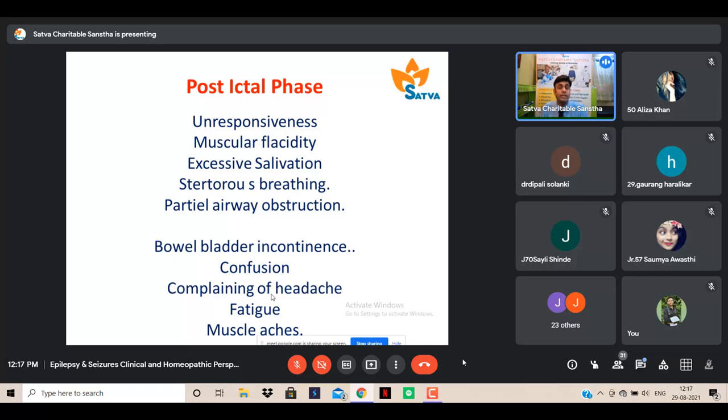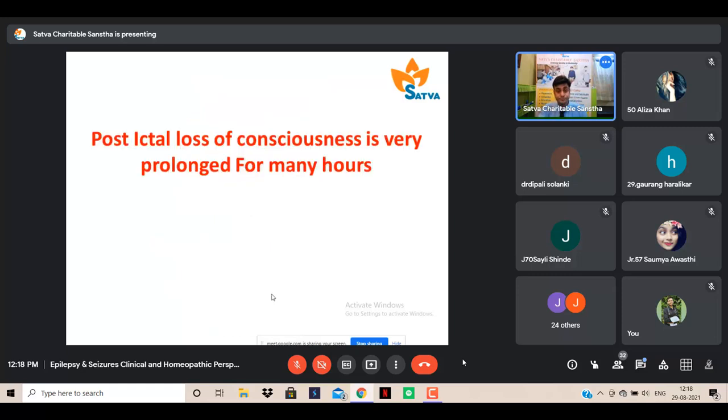See, bowel and bladder incontinence again gives us a clue that the person has got generalized tonic-clonic convulsions. Usually in partial seizures, you don't get bowel and bladder incontinence. This is again a take-home message. These are short things which we should keep in mind. And the person will complain of severe headache, fatigability, muscular pains. All these things are there in the post-ictal phase.